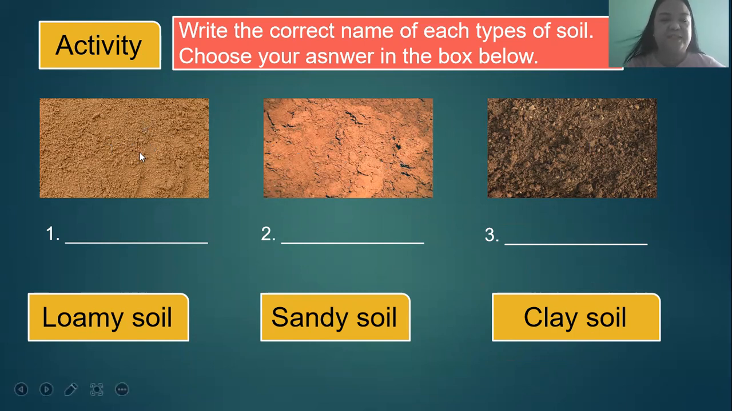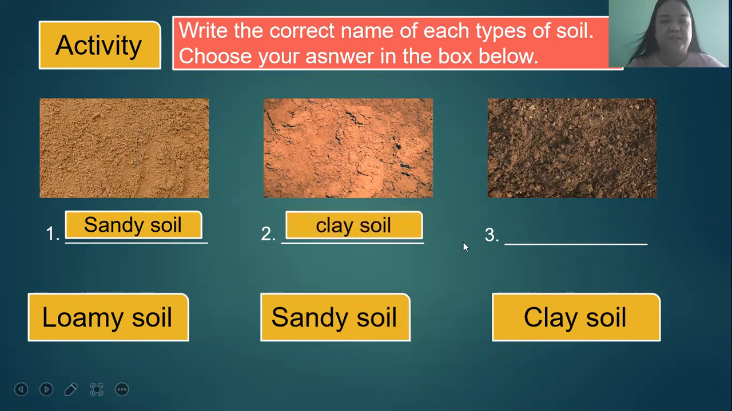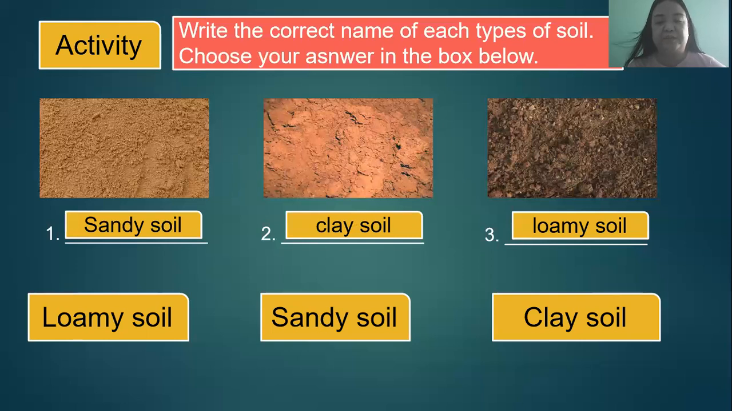Number 1, what is this? Very good. Sandy soil. It has tiny particles of stone. Next, number 2. Correct. Clay soil. So it's sticky and a little bit wet. And what is this? Good job. Loamy soil. So it's a combination of soil with a little bit of sand and clay. That's the right amount of it. And that is good for plants.